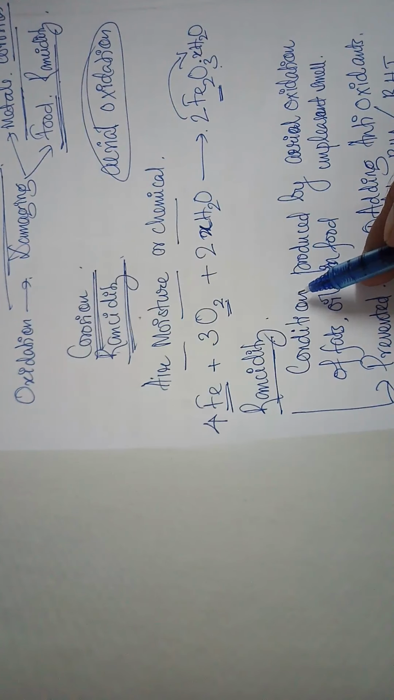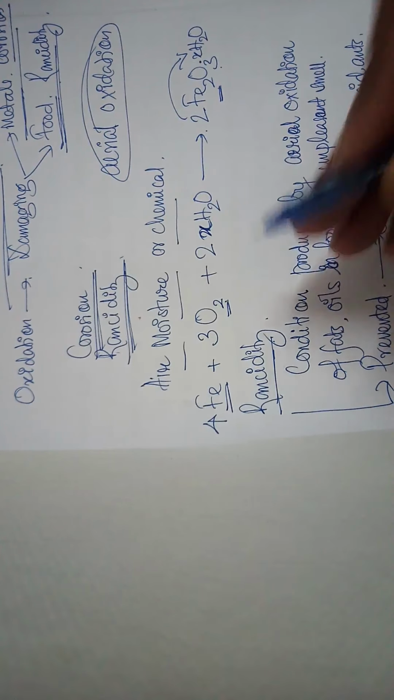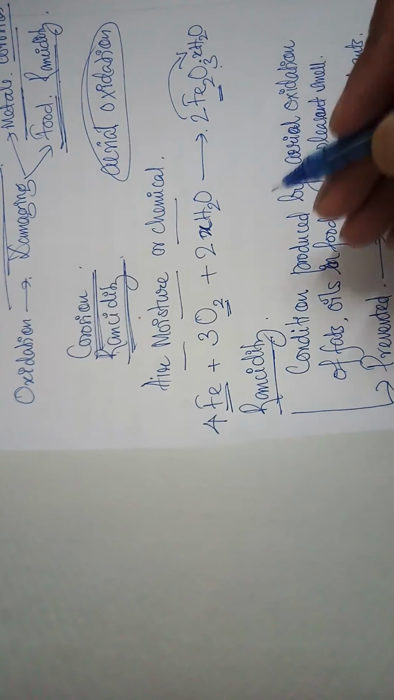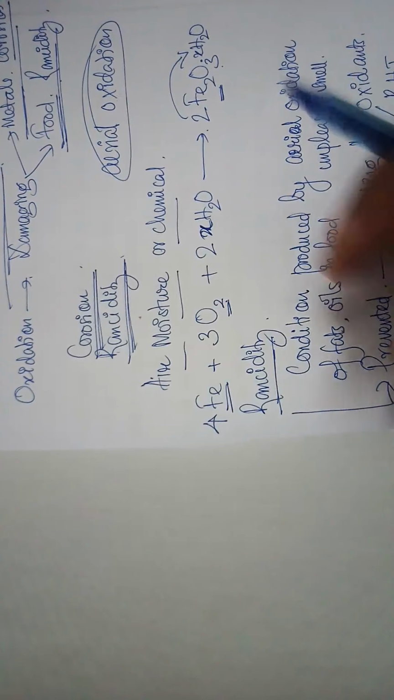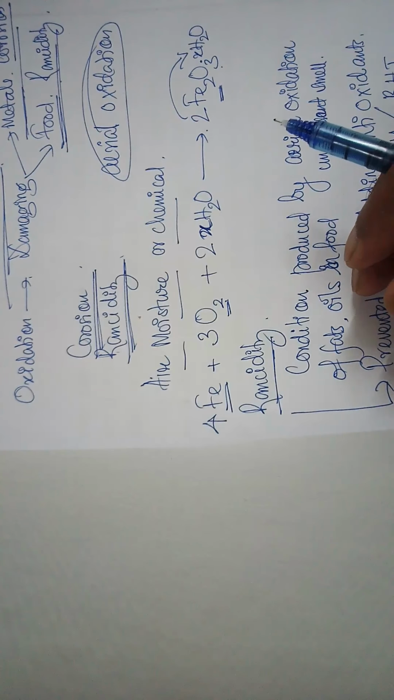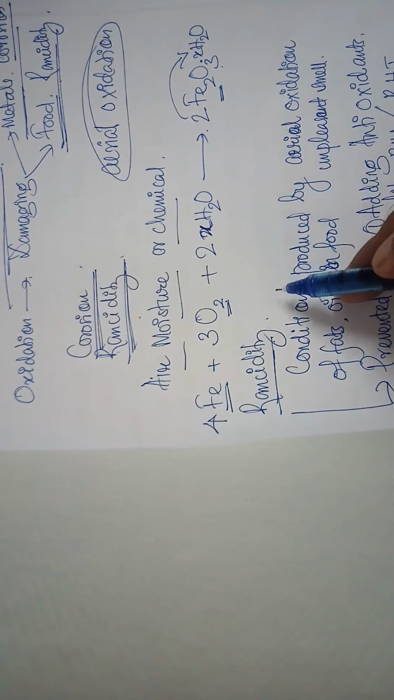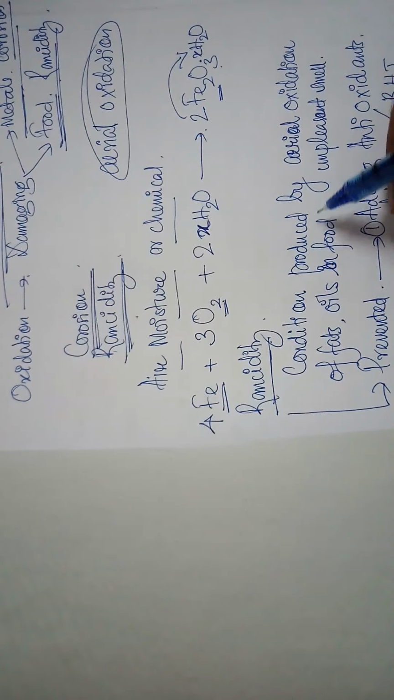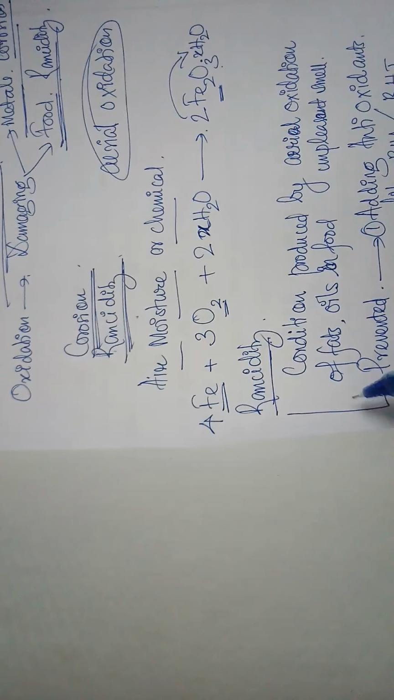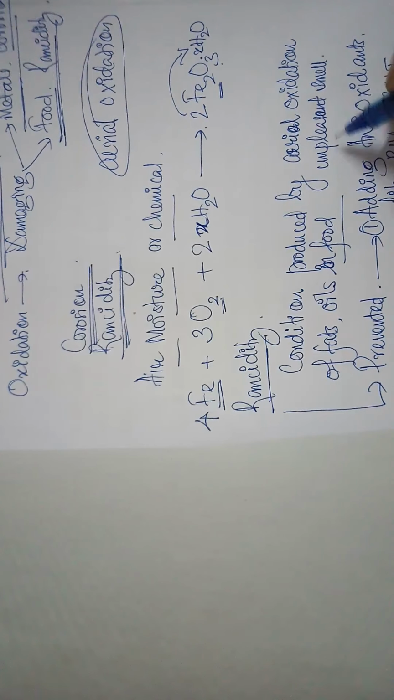When the fats and oils present in the food material get oxidized by the oxygen of air, their oxidation products have unpleasant smell and taste. Due to this, the smell and taste of the food material containing fats and oils change and become very unpleasant or obnoxious. The condition produced by aerial oxidation of fats and oils in food, marked by unpleasant smell and taste, is called rancidity.